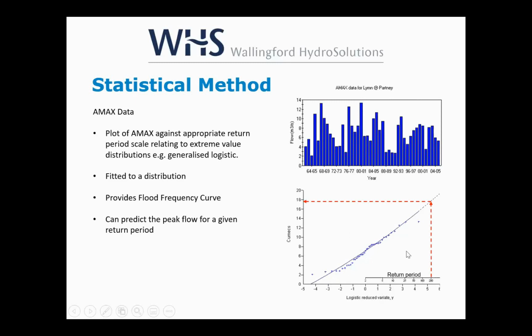Now, if you have an AMAX record that covers a significant length of time, you can plot the magnitude of events against their expected frequency of occurrence, or their return period in this case. Having plotted the points, you can then fit a distribution through these points, and this distribution can form what's called a flood frequency curve, which can be used to predict the peak flow for a given return period.